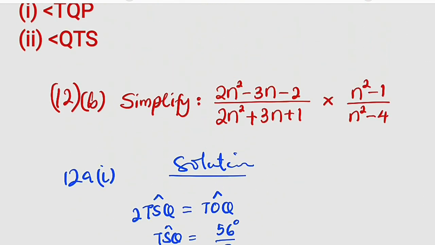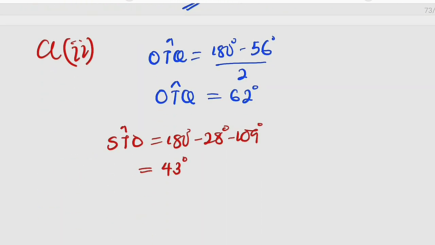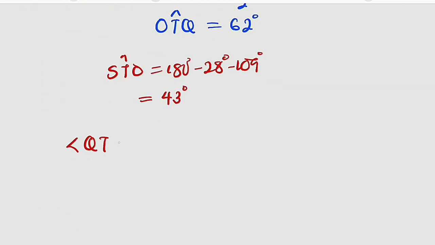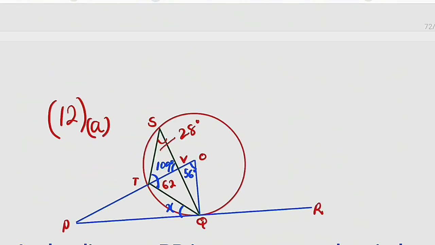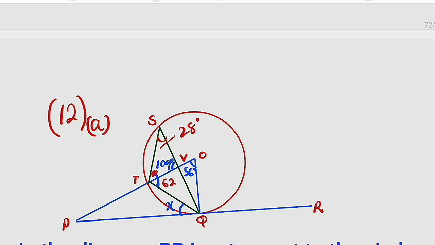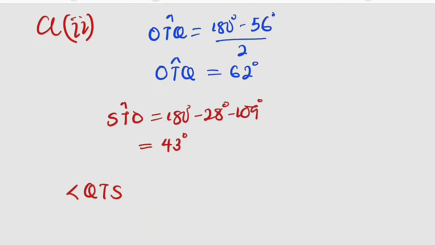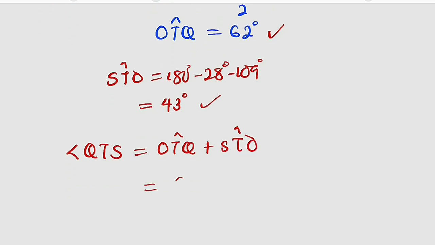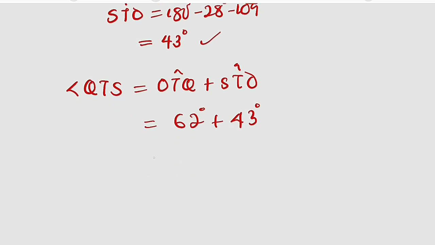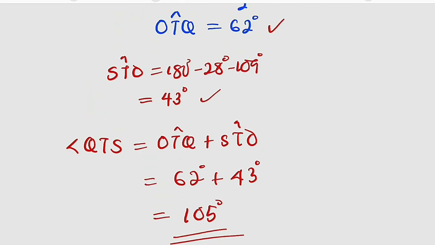All right. So what are we looking for? We are looking for QTS. QTS is a combination of these two angles which we have just obtained, right? This one and this one. That is this and this. So this is equal to OTQ plus STO. And this will be equal to 62 degrees plus 43 degrees. And this is together equal to 105 degrees. And we have successfully solved the second part.